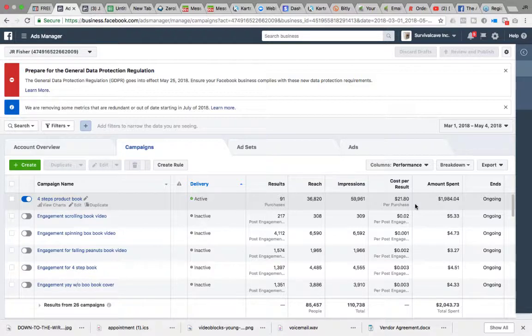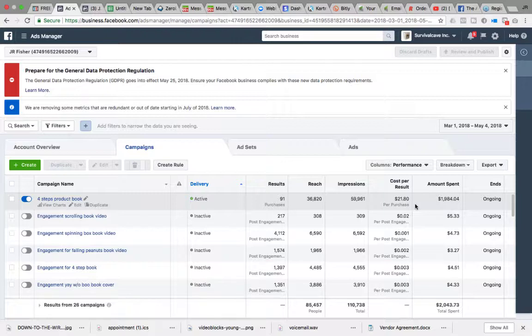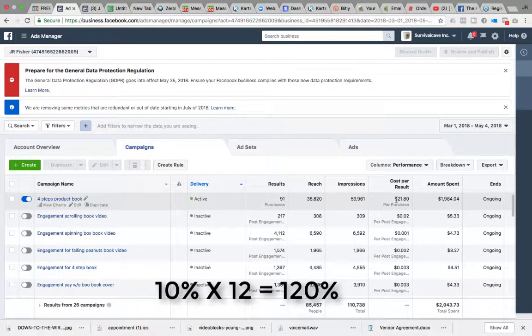So if we take that $24.05 and we divide it by $21.80, we'll find out that we're making about 10% return, okay? Which is not bad, okay? Over a month's time or so, that's not bad, 10% return. So what we can ascertain from that, if you get a 10% return and you did that every month, okay, you're getting 120% return on your money. That's pretty good. But let's figure out how that breaks down.